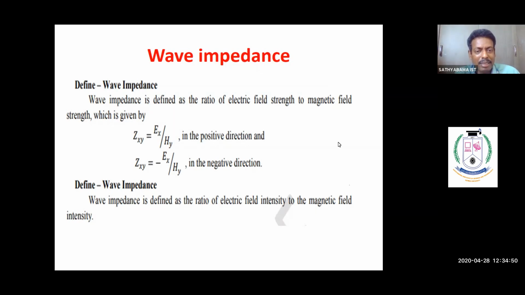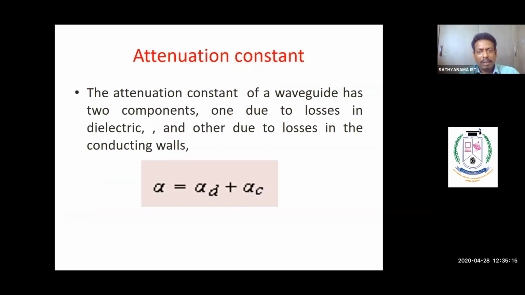So the impedance in the XY component is the electric field strength in the X direction to the magnetic field in the Y direction. Okay, that's it. And it's a positive direction. Similarly, in the opposite negative direction, it is minus Ex by Hy. This is wave impedance. So the general definition is the ratio of electric field intensity to the magnetic field intensity is defined as wave impedance.